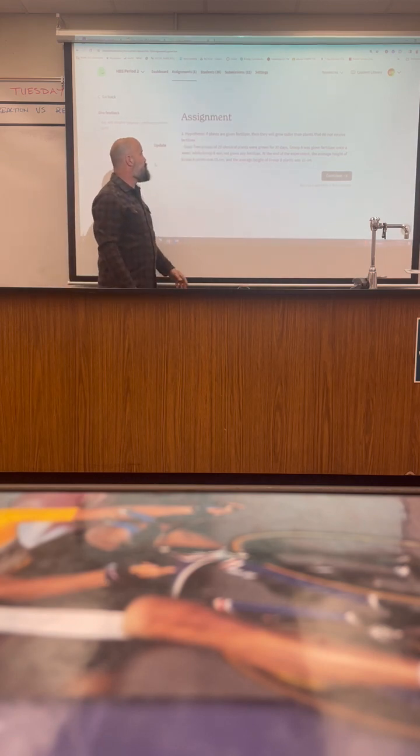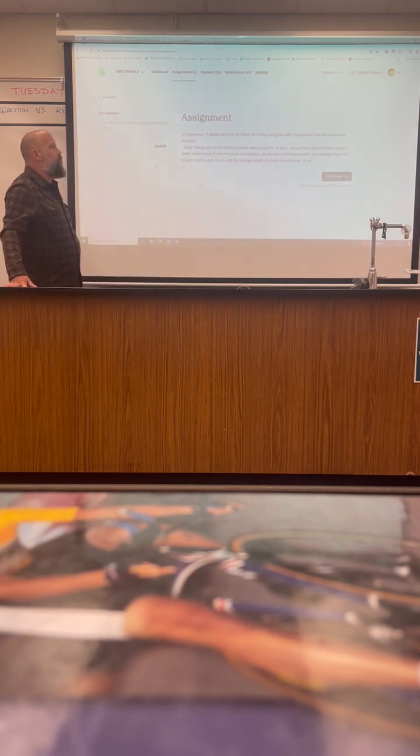It says hypothesis: if plants are given fertilizer, they will grow taller than plants that do not receive fertilizer. The data is: 2 groups of 20 identical plants were grown for 30 days. Group A was given fertilizer once a week, while Group B was not given any fertilizer. This is just like a 7th grade science fair situation. Can they write the conclusion, right?